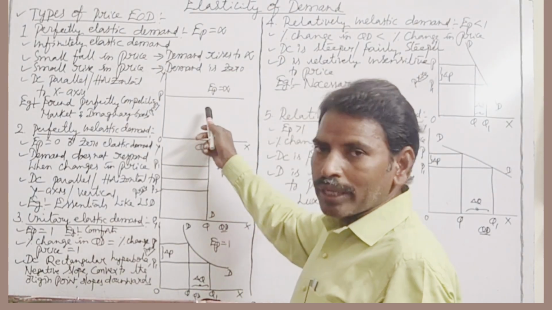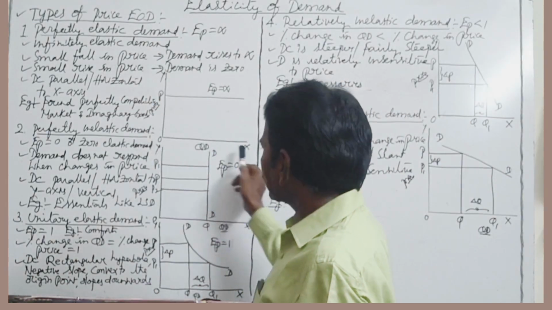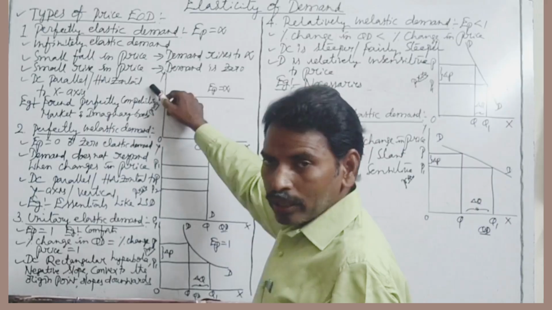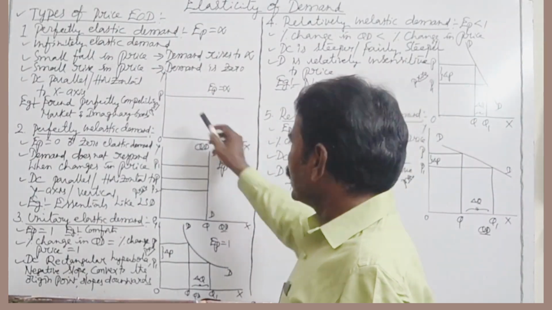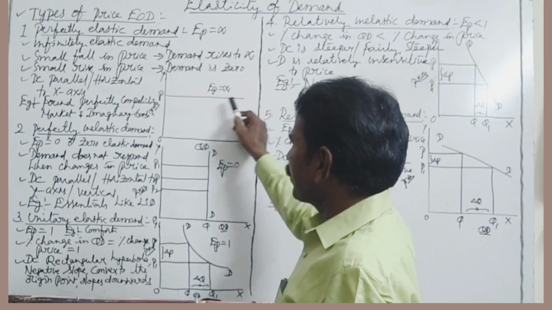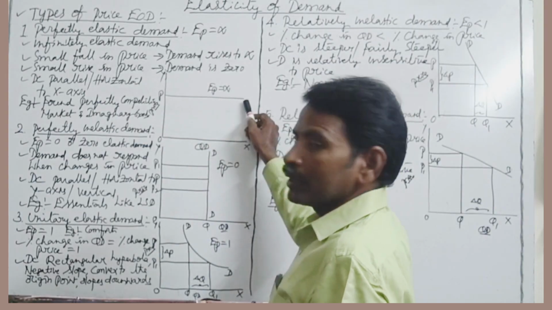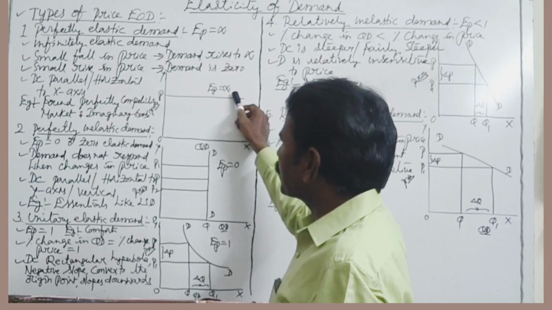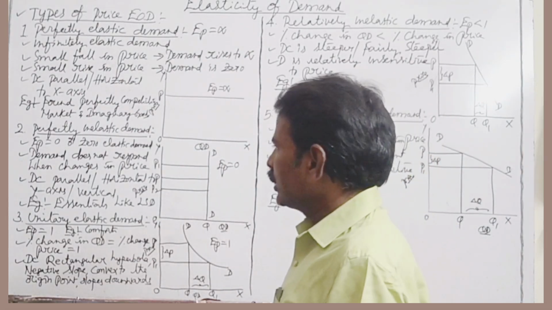If you observe the diagram, draw an L shape, mark YOX, price is measured on the y-axis, quantity demanded is measured on the x-axis. This is the demand curve. The demand curve is parallel to the x-axis, horizontal to the x-axis. EP is equal to infinity. This is the first case.